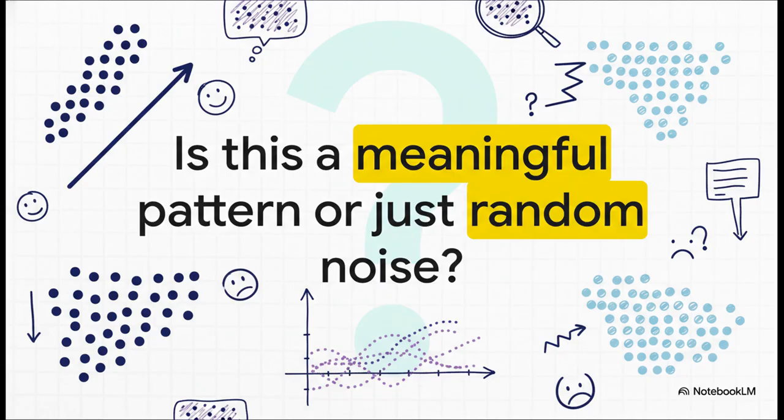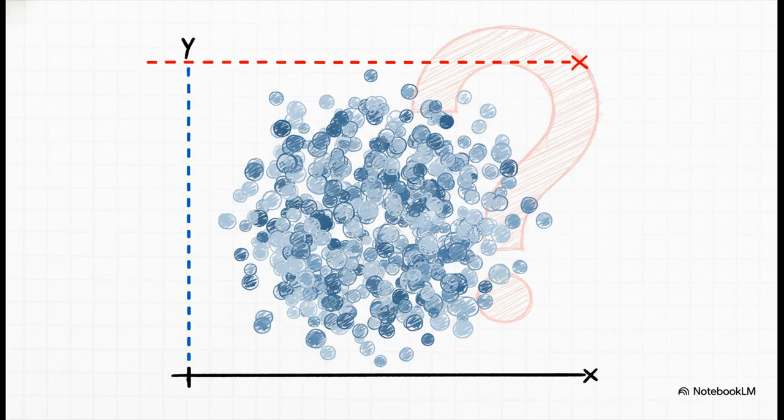Is it a real relationship, or is it just random coincidence? To answer that, we need a much more structured way to analyze the plot. This is where we bring in a simple but really powerful technique called the quadrant test.